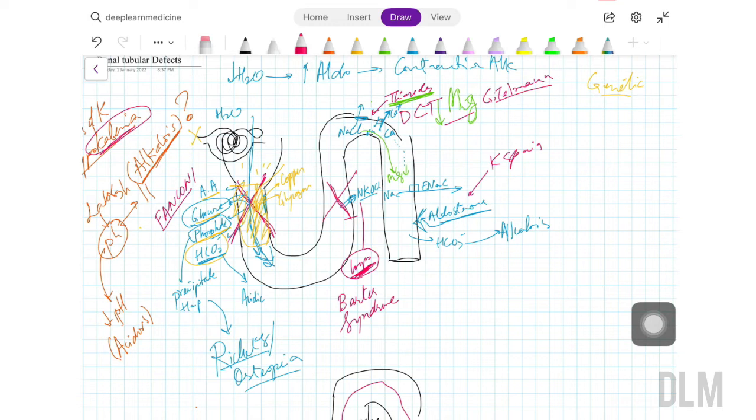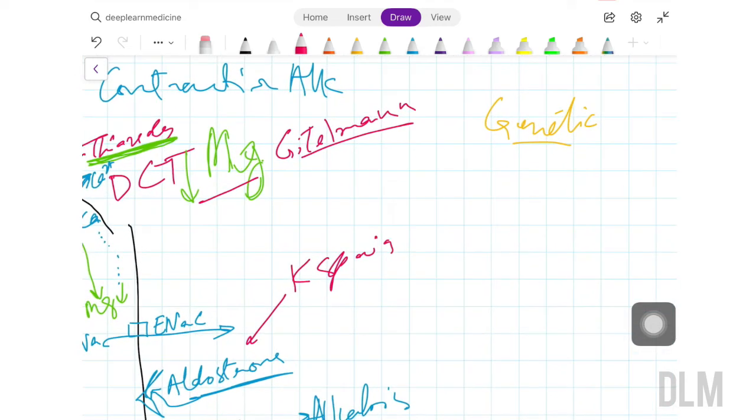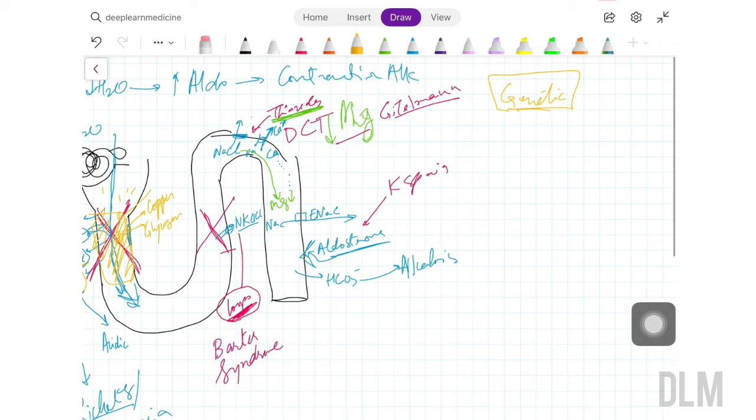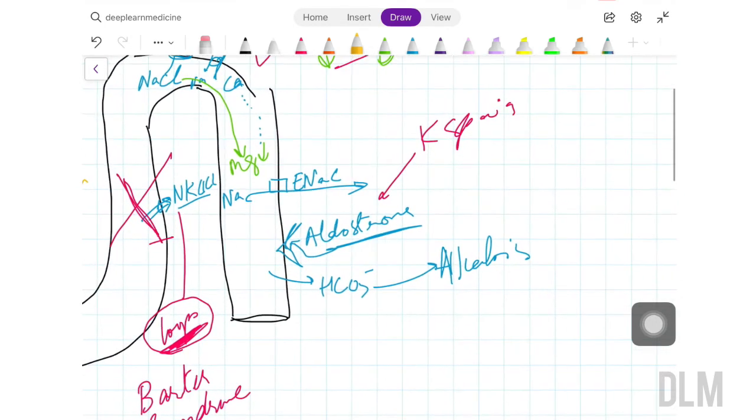Okay, so the cause of this disorder, as I mentioned with other disorders, is genetic, right? And later on, I'm going to tell you how I think about whether it's autosomal recessive or autosomal dominant. But let's just move on to the next portion of the nephron, and that is the collecting duct. So we know that the collecting duct has ENaC channels, and what these ENaC channels do is they reabsorb sodium, right?